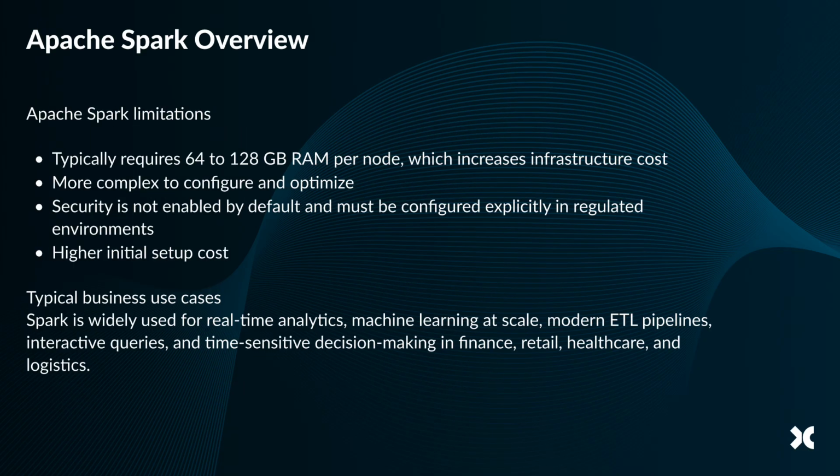Apache Spark limitations: typically requires 64 to 128 gigabytes RAM per node, which increases infrastructure cost. More complex to configure and optimize. Security is not enabled by default.